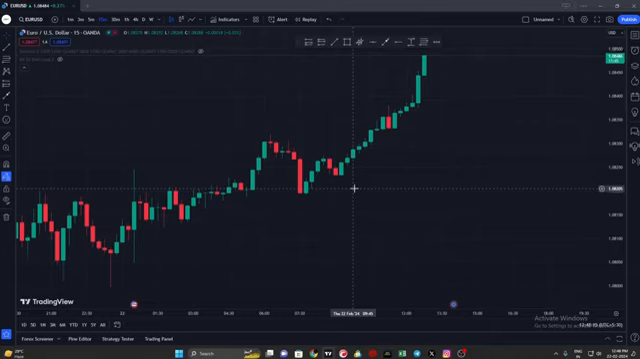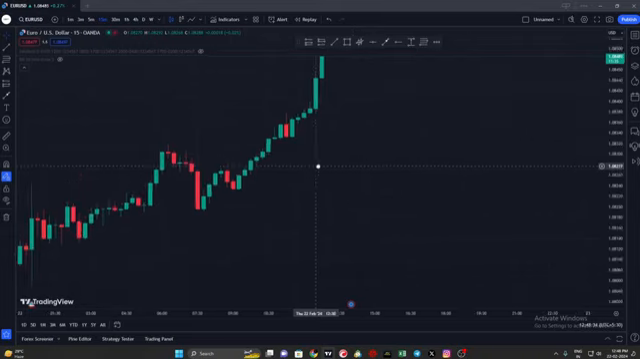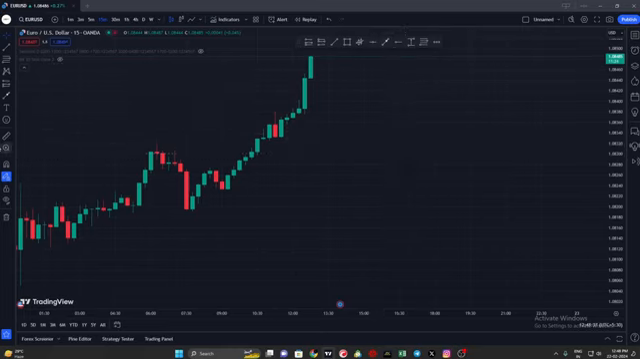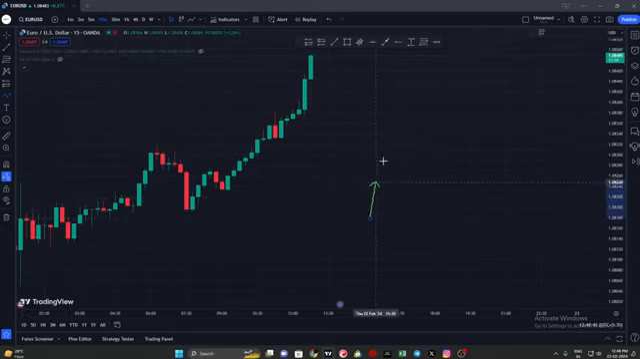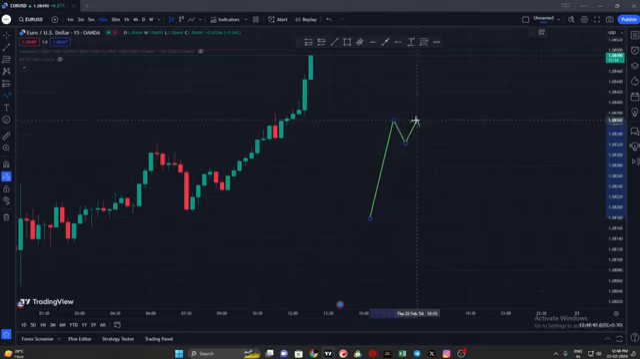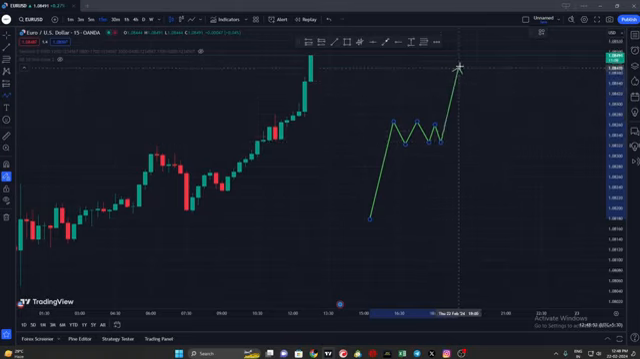Those setups are generally called rally base rally, rally base drop, drop base rally, and many things like that. Let me give you an example of what I'm saying. For example, this is a rally. Then you see that price is forming a sort of base, and then price is again starting another rally. So this is called a rally base rally.